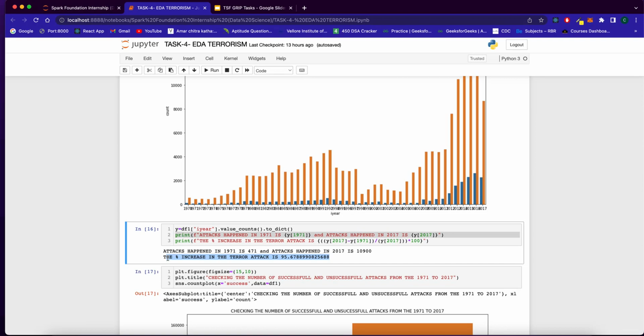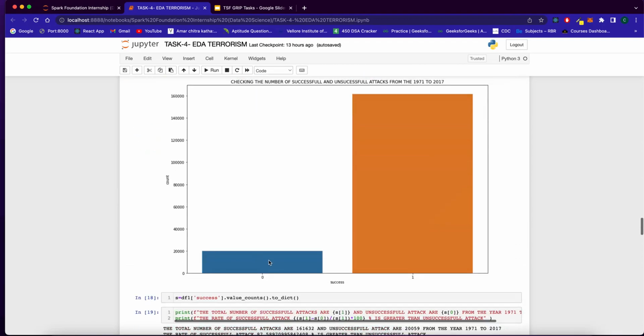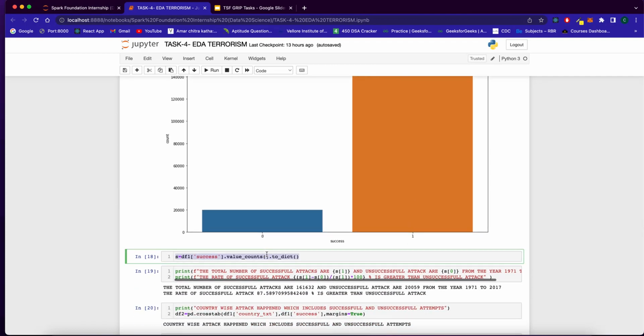Then second thing, as you have now understood the year-wise increase in terrorism attacks, my main goal was to understand the number of successful and unsuccessful attacks. So this gave me a count of successful as well as unsuccessful attacks, which was quite an important thing for me. You could clearly see the successful attacks were close to 16,000 and unsuccessful attacks were close to 20,000. So you could see that successful attacks were close to 87% more than unsuccessful attacks, which is quite deadly and could be quite important for my stakeholders.